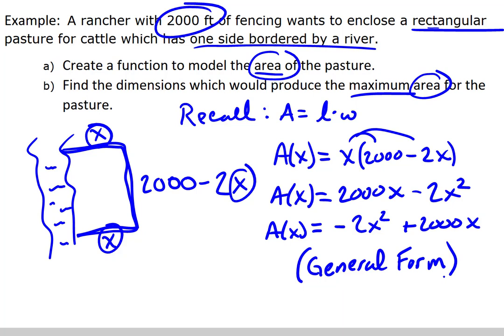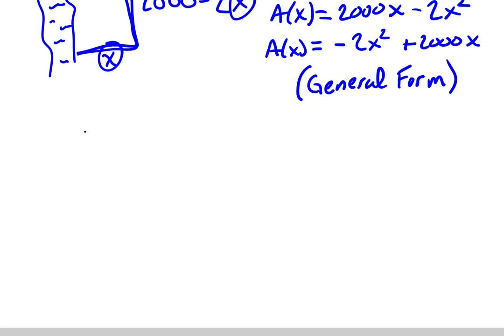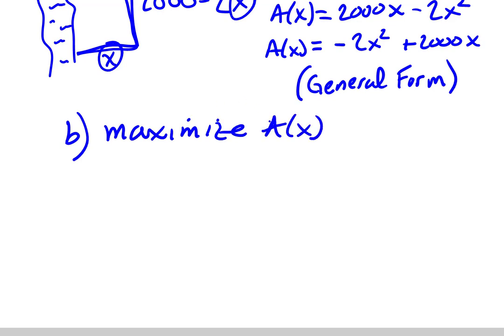Now, that takes care of part A, but the rest of this, the whole point, is to figure out how we can maximize or find the maximum area for the pasture. Well, we've just been maximizing and minimizing quadratic functions as parabolas, and that's exactly what we want to do for this one. So let's call this second part B, and we want to maximize our function A of x.